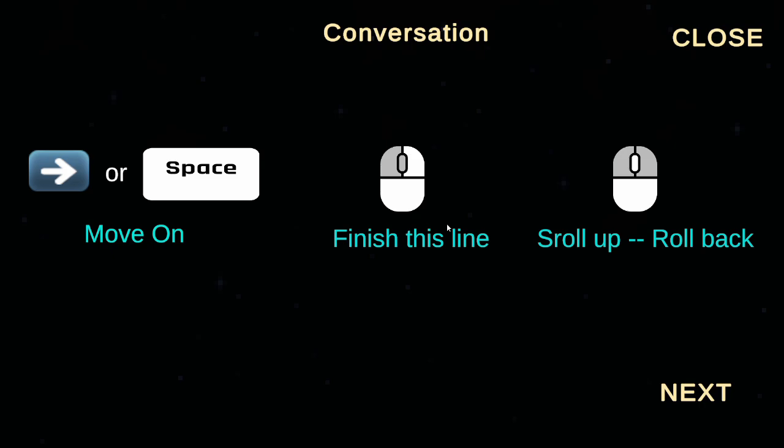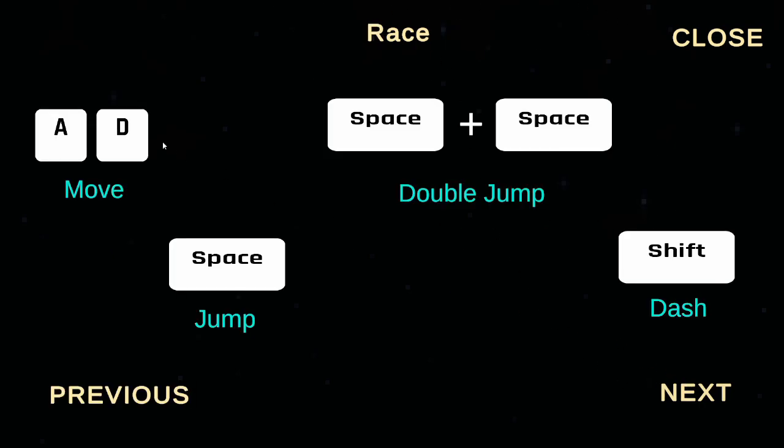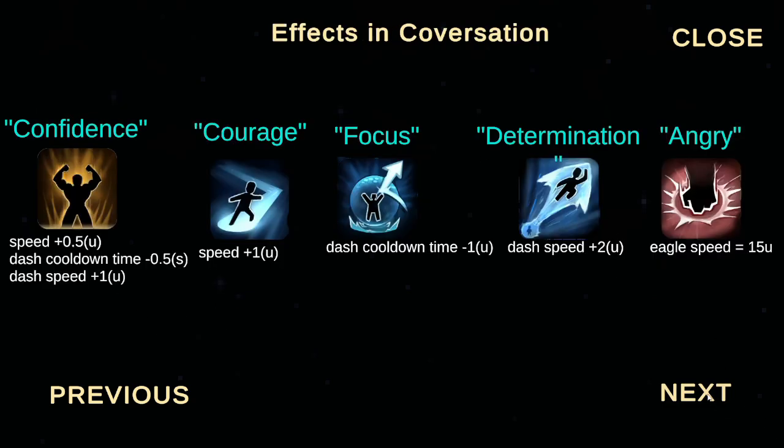Bit worried by the background story. We'll get to that. So, move on, finish this line. Oh, this is for conversations. For the race: move, jump, double jump. So again, maybe it would be nice if some of this was in the game. It's on the verge of being too much to remember, right? Oh yeah, it sure is. There will be a test later on in the video.